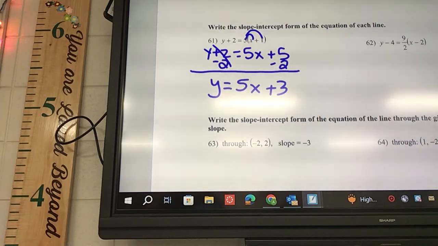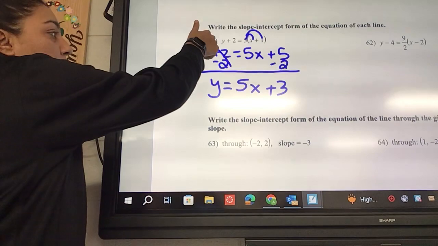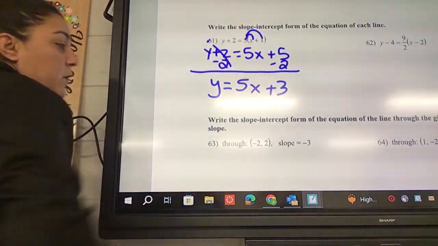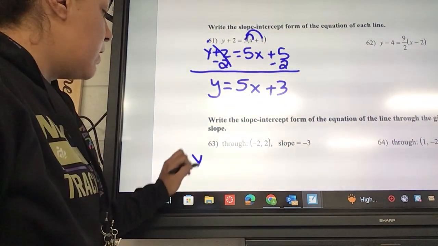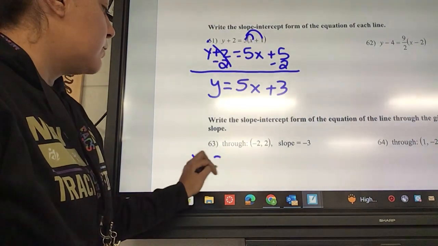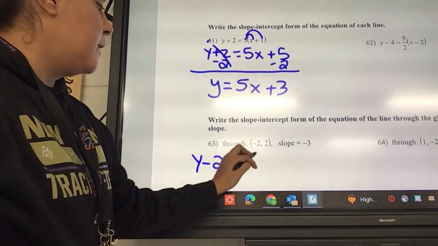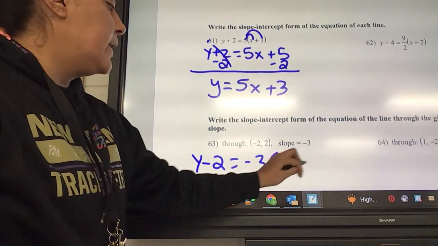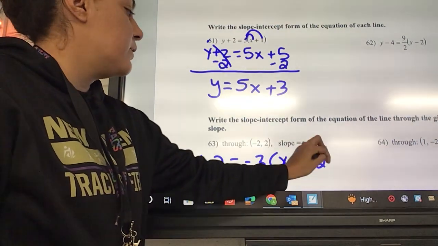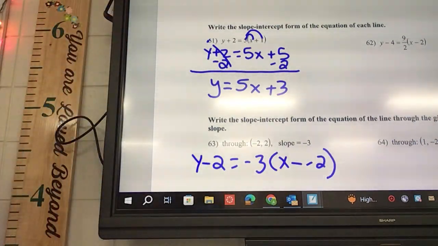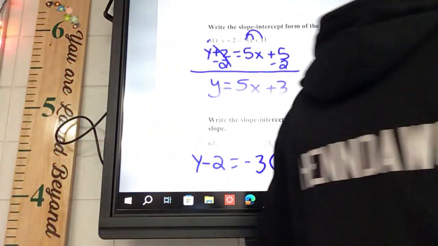Okay, 63 says write the slope-intercept form. So we have to get it in this form first, and then we're going to distribute and move the stuff over. So it's going to look like y minus my y1, which is 2, equals my m, x minus my x1, which is negative 2. Okay, and that minus minus is going to become a plus.